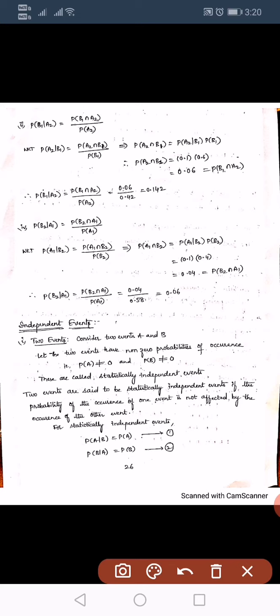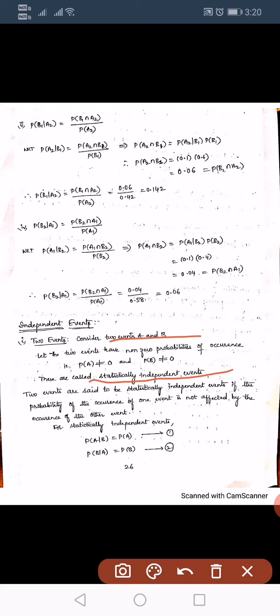Next one, the last topic for today's class, we'll discuss independent events. Independent events means here first we see for two events, the two events A and B. The two events A and B are having non-zero probabilities. P of A is not equal to 0 and P of B is also not equal to 0. Then only we call the events statistically independent events.